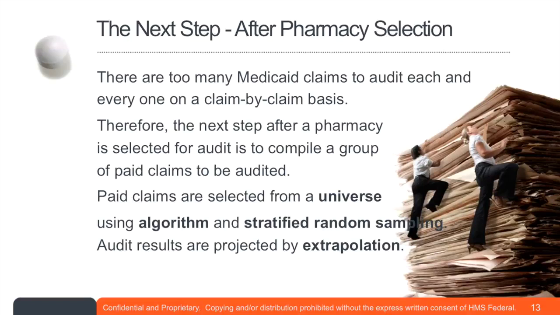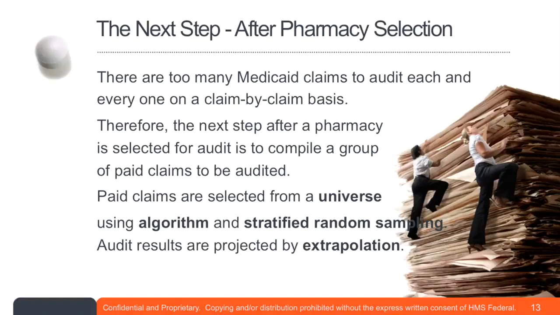So let's say, for instance, it would be my team doing an audit, and we're with Medicaid, and so we're going to take a look at just the Medicaid claims. We're not going to take a look at Medicare Part D. We're not looking at Express Scripts or any other type of claims. We're just looking at Medicaid. But with that being said, that's a large amount of claims. So the next step after the pharmacy is selected is to compile a group of claims to be audited.